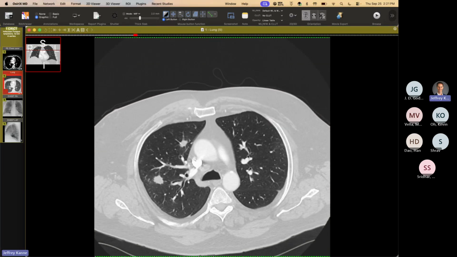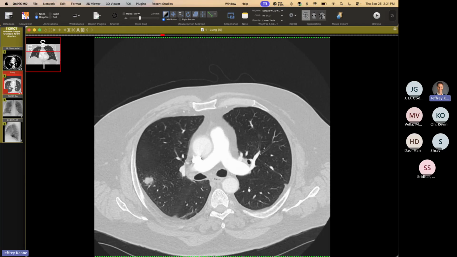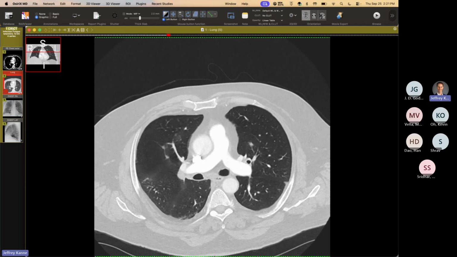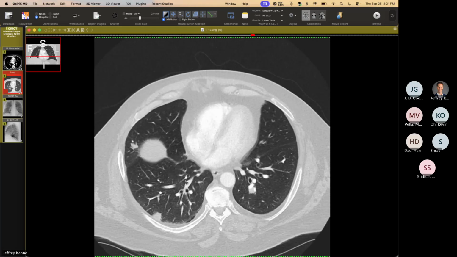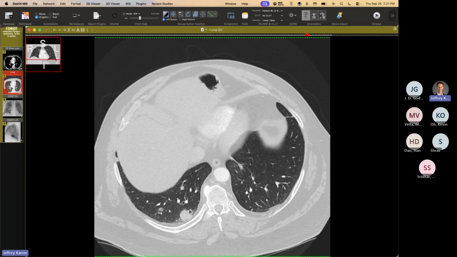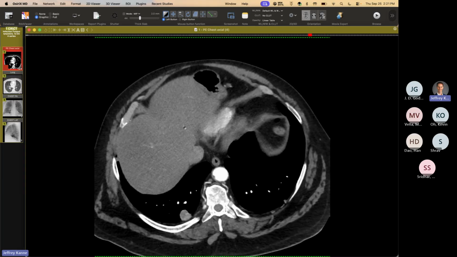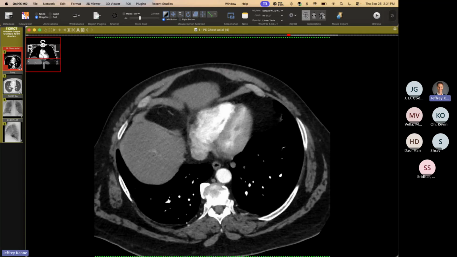On CT, we can see all of these nodules. Some of them are flame-shaped to a little degree, but they're rounder, sort of randomly distributed. There's some mild lymphadenopathy and a tiny little pleural effusion on the left. But if we look on the soft tissue windows, you can see there is some low attenuation, so probably some necrosis.